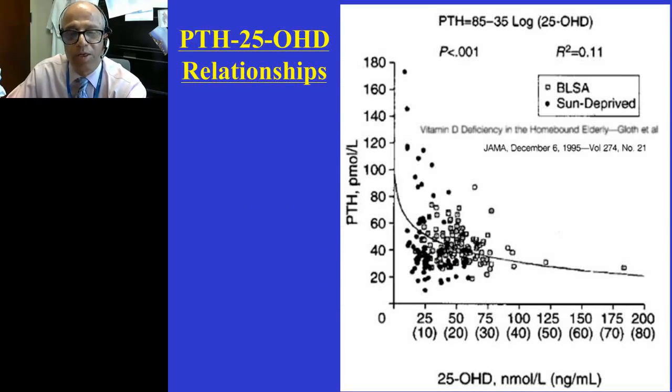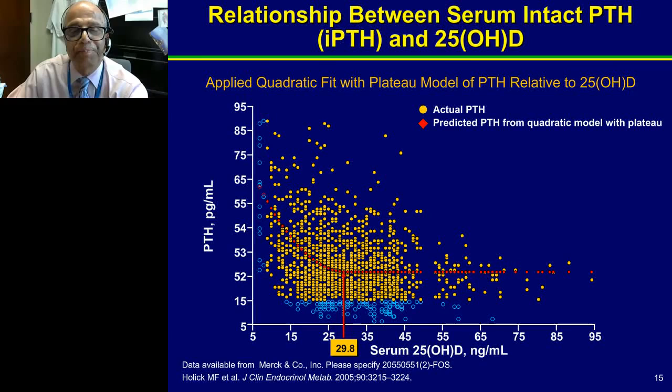One of the oldest comes from Dr. Gloth, where he looked at the 25-hydroxyvitamin D on the x-axis and PTH on the y-axis, showing that it is a curvilinear relationship. Around 25 to 30 nanograms, the PTH starts to rise, but it's not a linear relationship. As you can see, there are many with very high PTH levels. There are also many with low PTH levels, even though vitamin D is present.